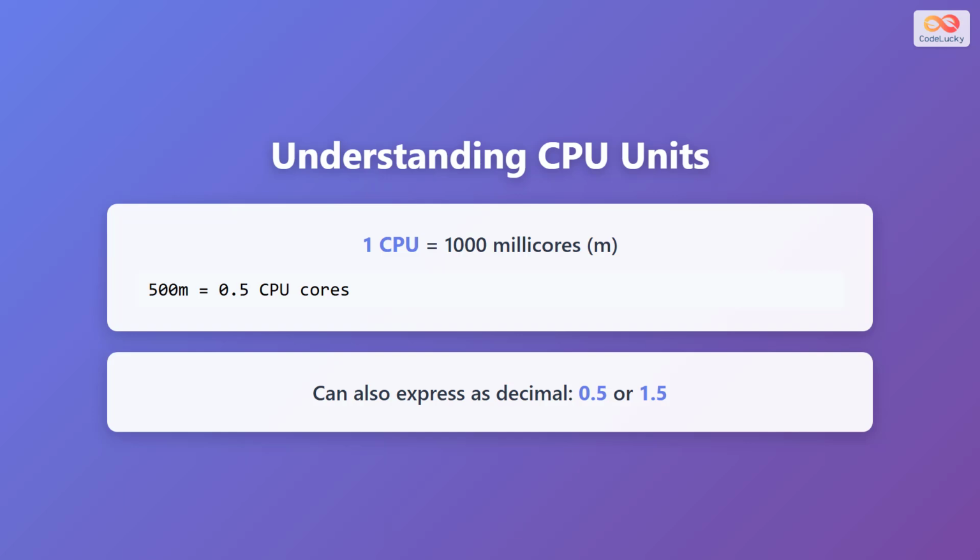CPU resources in Kubernetes are measured in cores, but can be expressed in 2 ways. One CPU equals 1,000 millicores, abbreviated as m, so 500m equals 0.5 CPU cores, or half a core. You can also express CPU requests as decimals, like 0.5 or 1.5. Both formats are valid, so use whichever feels more natural for your use case.